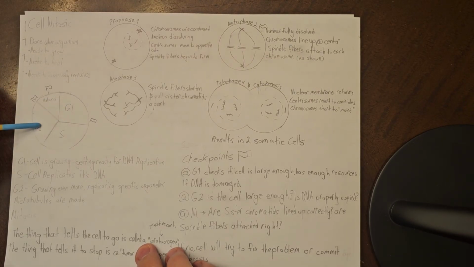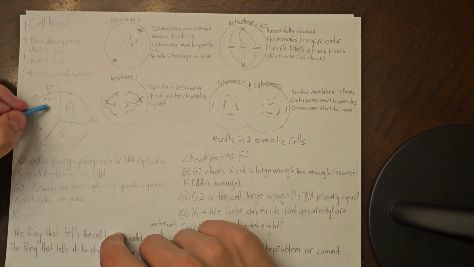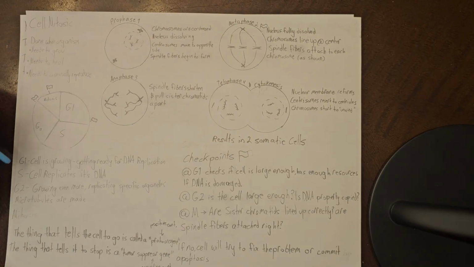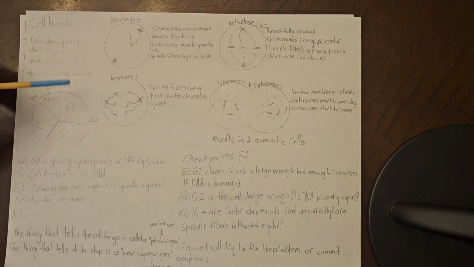G1, S, G2 are all interphase, and mitosis is just the last itty bitty sliver of it. So in G1, the cell is growing, getting ready for DNA replication. In S, the cell is replicating its DNA. And in G2, it's growing even more, replicating specific organelles, microtubules are made, etc. The way I think about it is that the G's in G1 and G2 stand for growth, right? Because the cell is growing.